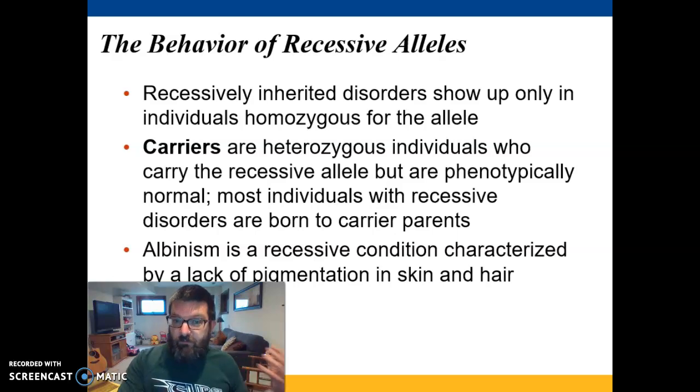So if you are homozygous recessive, that means you are an individual that has the condition. If you are heterozygous, it means you're a carrier, right? So you carry the gene for the condition, but you do not actually have the condition. So what are some conditions like this?